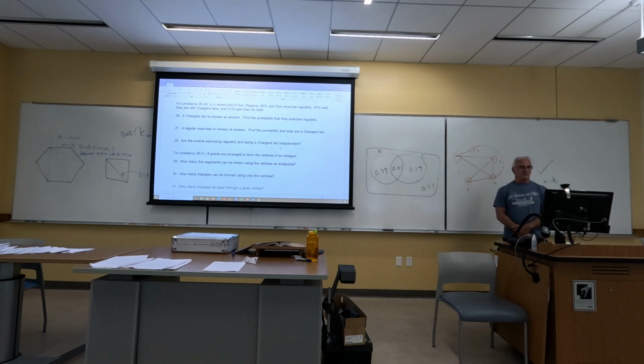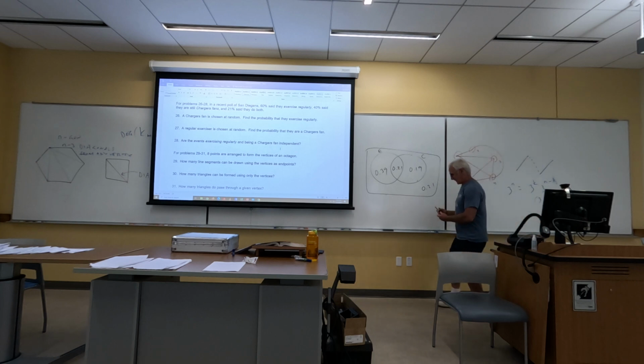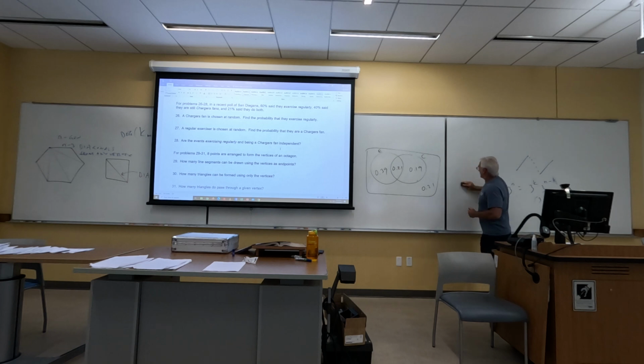Are the events of being in E and being in C independent, yes or no? There are three ways you could answer this question. So let me show you, what are the three ways? The probability of being a Charger fan given you exercise regularly was 0.39 over 0.6. The probability of exercising regularly given you're a Charger fan, you said was, oh, I'm sorry, not 0.39, sorry, 0.21 over 0.6, so was 0.21 over 0.40.